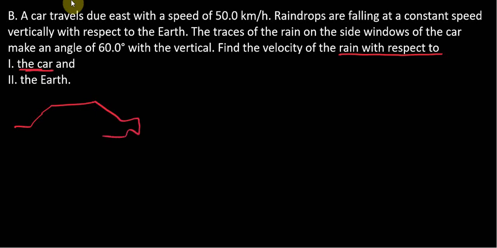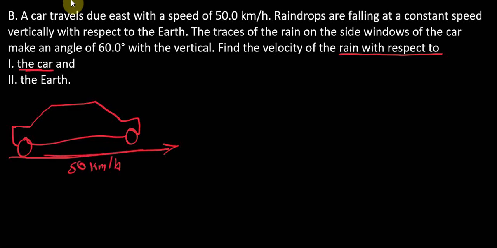So if this is the car, like that, right? It's going this side. It's traveling east with a speed of what? 50 kilometer per hour, right? It's going like that. Then you have the rain that is falling vertically, like that, right? Since the car is moving this direction and you have the window here, and the rains, which is the raindrops, are falling at the constant what? Vertical speed, right?